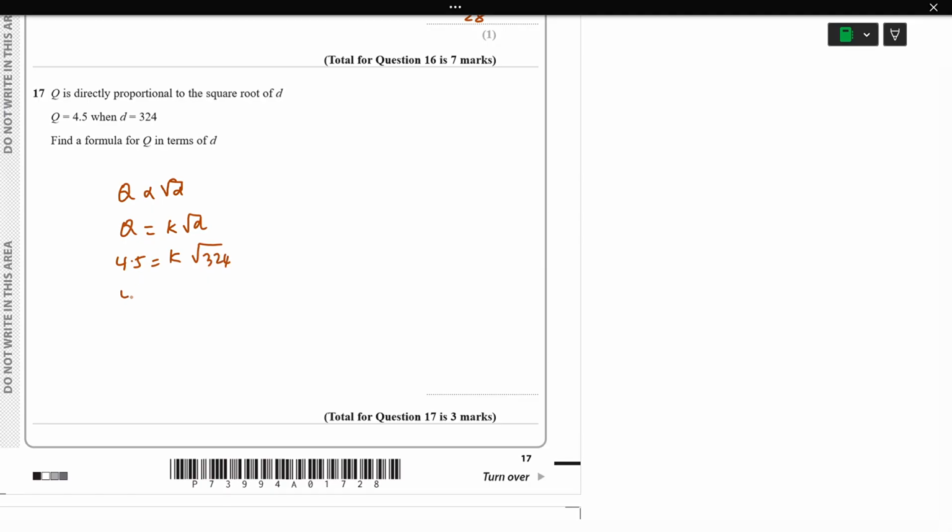So I'll find out K value, which is 4.5 over square root of 324 equal to K. So K is equal to 0.25. So I got the K value. Now the equation is going to be, so I just need to fix the K value. So Q equal to 0.25 into square root of D. That's it. That's the final answer. Q equal to 0.25 into square root of D.